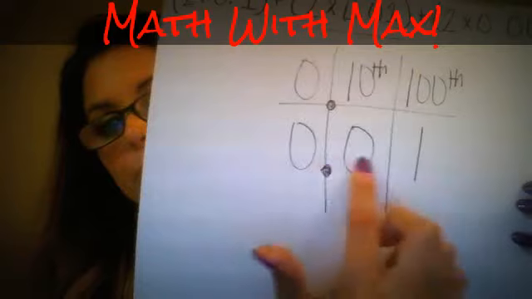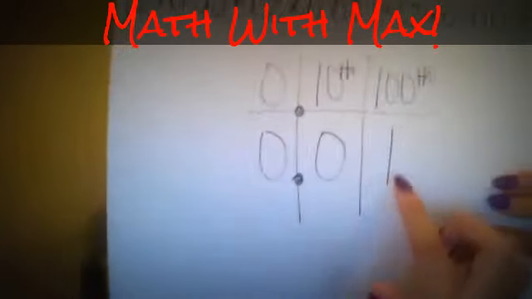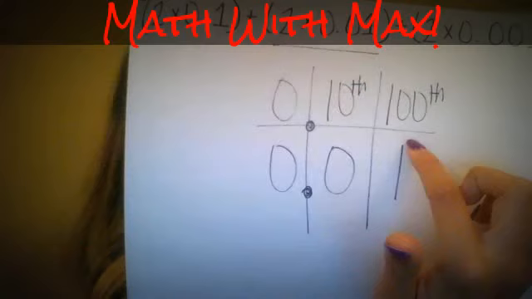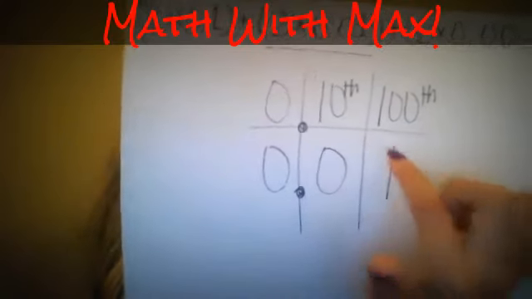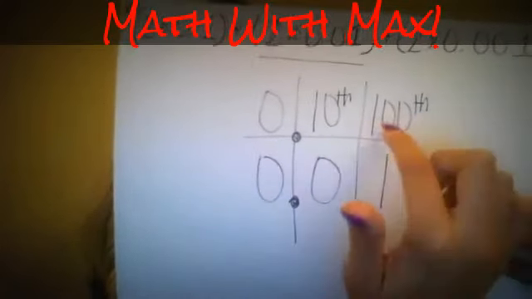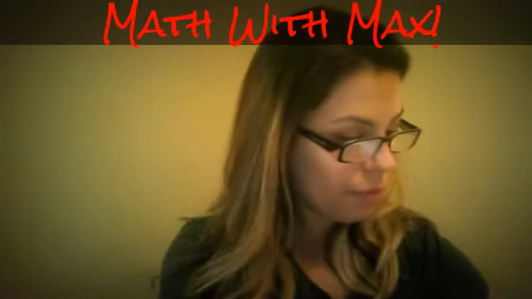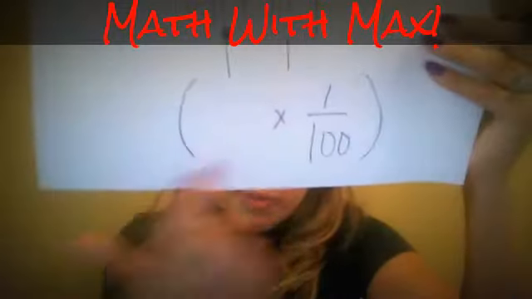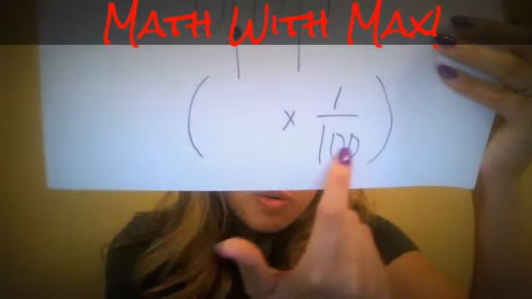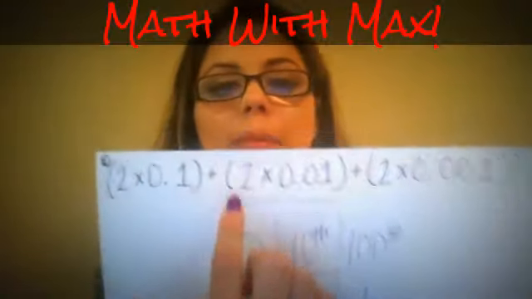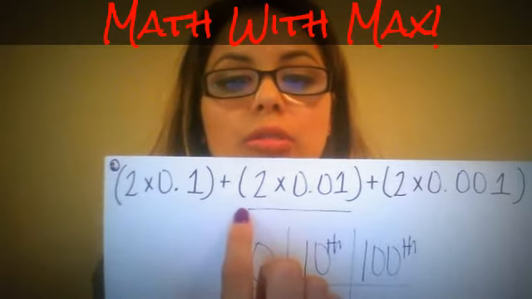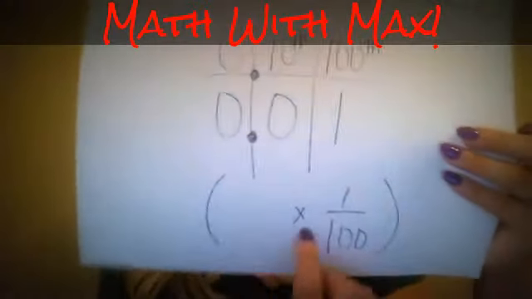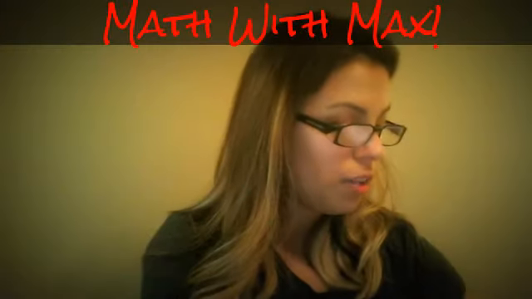Okay, so that it looks like that. This 1, right here, is in the 100th place here. So that means that my fraction is going to be 1 over 100. So far, we have this. It has to be multiplied times something. The number that's going to be multiplied is the same number that's being multiplied up here. It's a 2. So we have a 2 times 1 over 100.